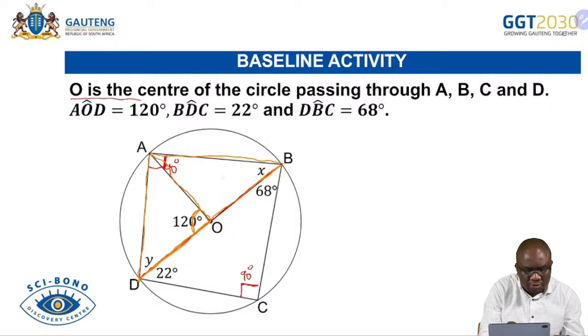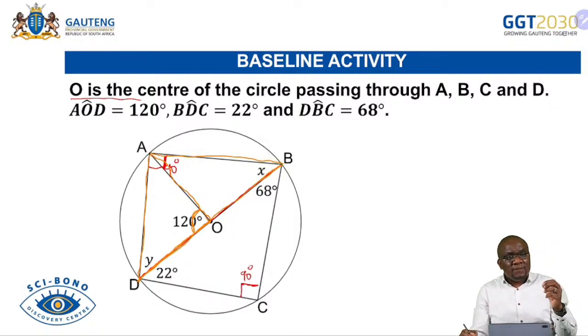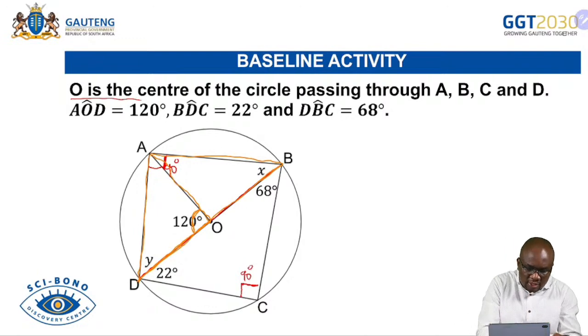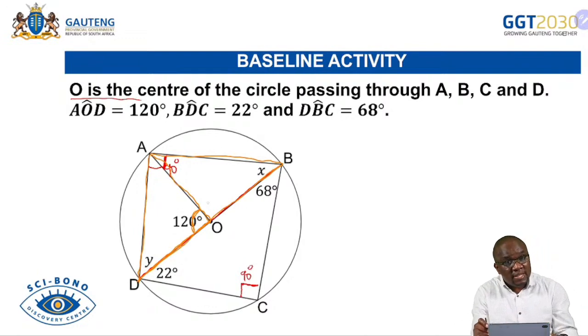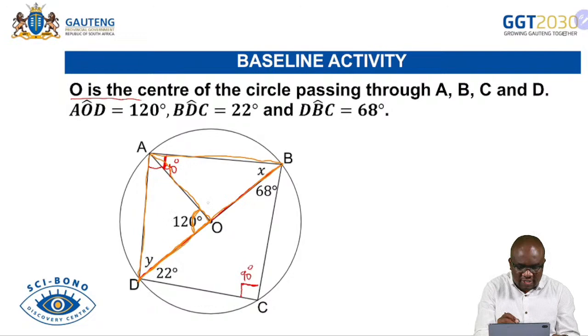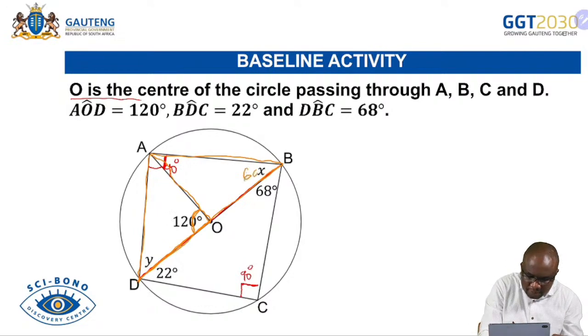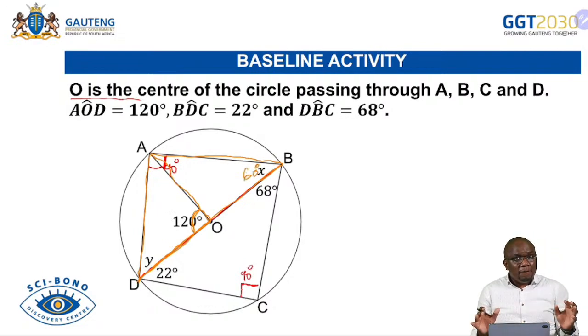What do we have here? What do you know? An angle subtended by a chord at the center is 2 times the angle subtended by the same chord at the circumference. So it means this 120 is 2 times x. So what is x? It means x is going to be 60 degrees. I'm filling in the information.